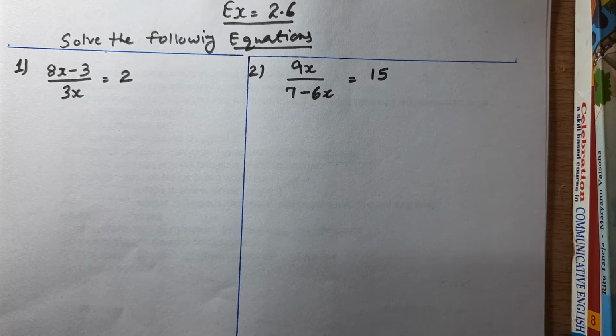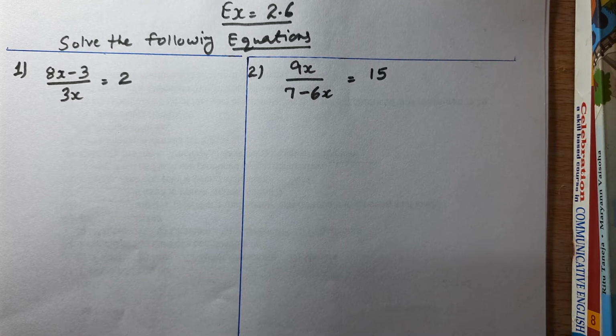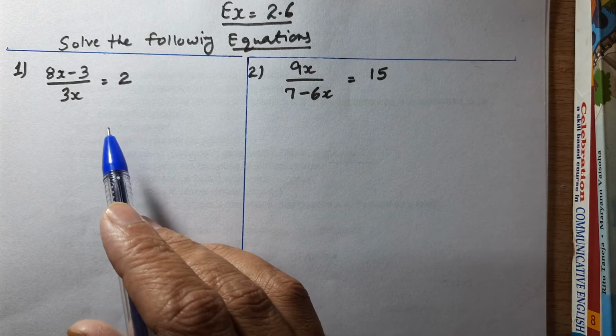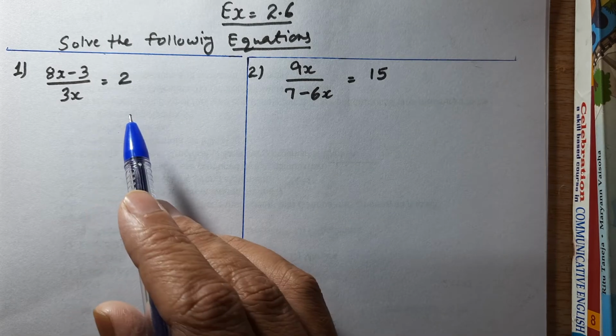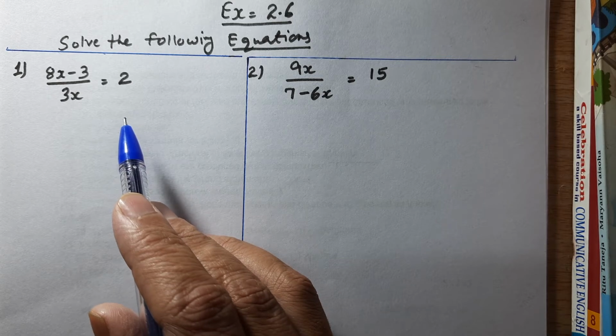Previously, we have solved exercise 2.1, 2.3, and 2.5. Now we will be doing 2.6, where it says solve the following linear equation. As the statement says, here in question number 1, it says (8x minus 3) upon 3x is equal to 2. We have to solve it.